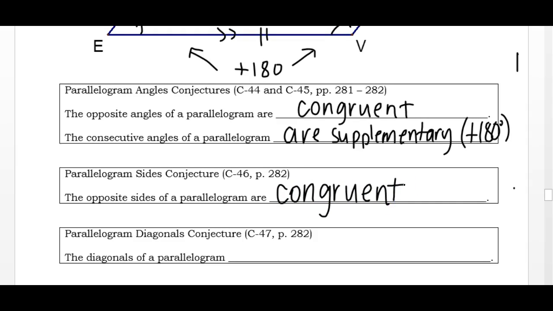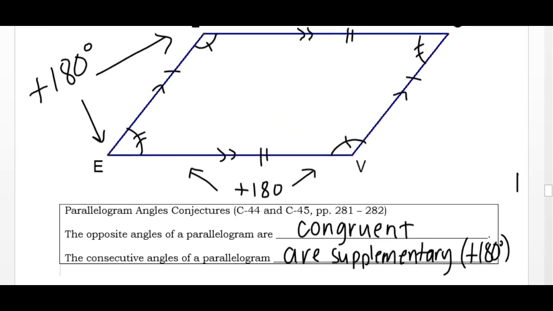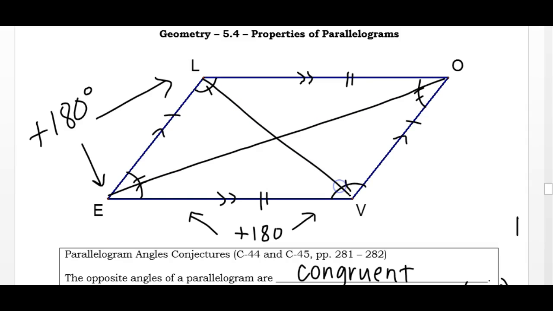My last one says the diagonals of a parallelogram are blank. Diagonals, remember, are going all the way across from one corner to the other. So that's L to V and then E to O. So I'm going to try to draw these as straight as I can. E to O and L to V.